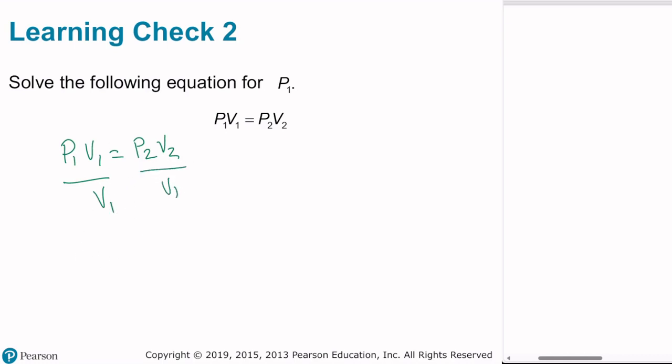Okay, so now we can see that V1 divided by V1, and remember we express division often as a fraction, V1 divided by V1 is just 1. So we can leave it off because P1 times 1 just gives us P1. And that's equal to P2 times V2 over V1. Now realize that V2 and V1 are not the same, and therefore we need to keep both of those in. So P1 is equal to P2 times V2 divided by V1.